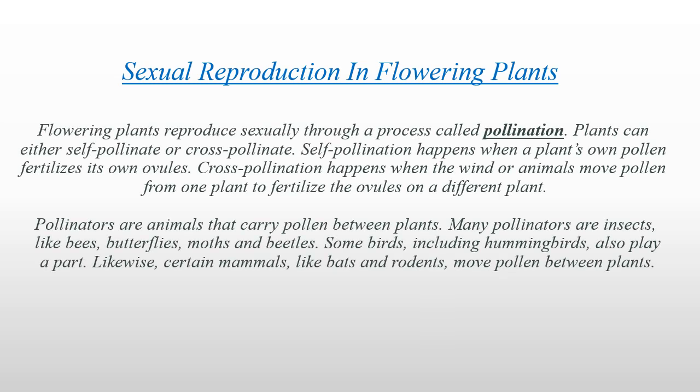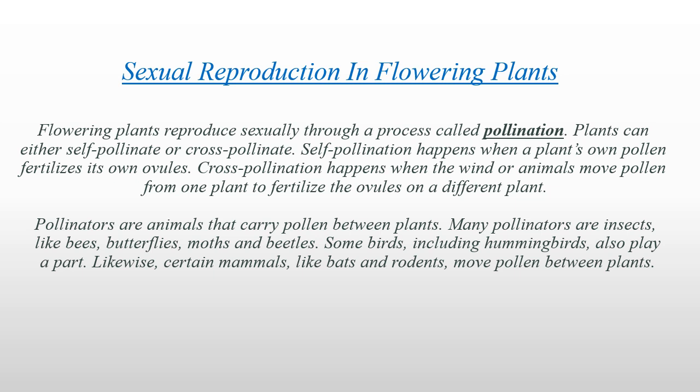Sexual reproduction in flowering plants. Flowering plants reproduce sexually through a process called pollination. Plants can either self-pollinate or cross-pollinate. Self-pollination happens when a plant's own pollen fertilizes its own ovules.